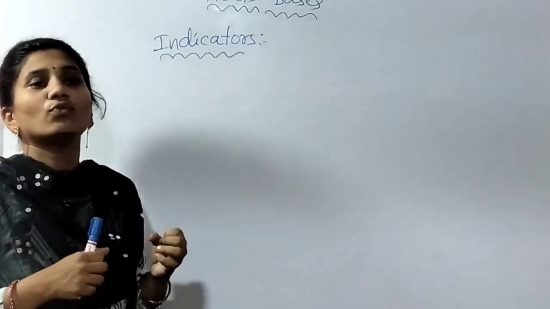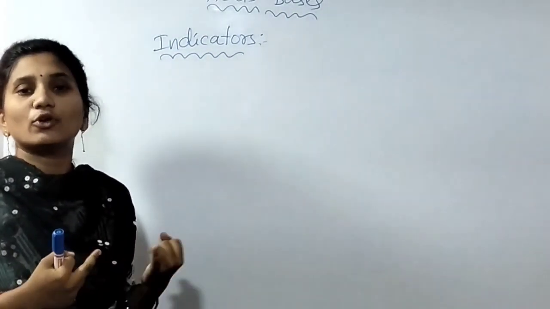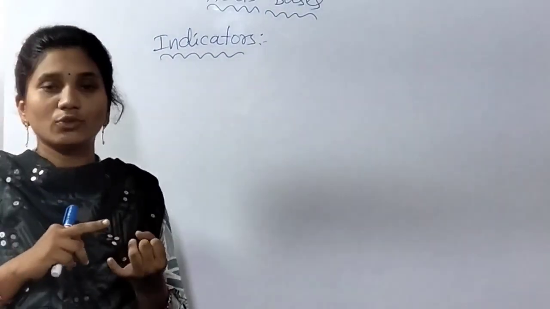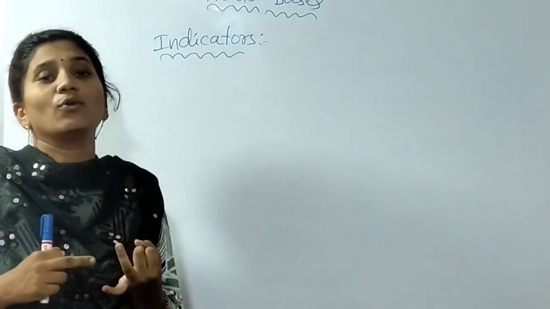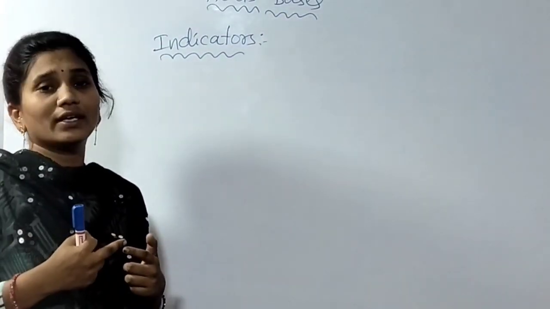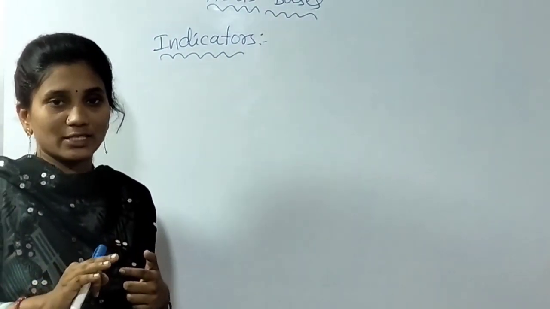So indicators, what are indicators? How do they help us? Why do we have to learn about the indicators? In the previous videos, I have covered what are acids and what are bases, what is the source of acids and bases, and how do we find them. Where do we find the acids and bases? Everything I have explained in a clear manner.